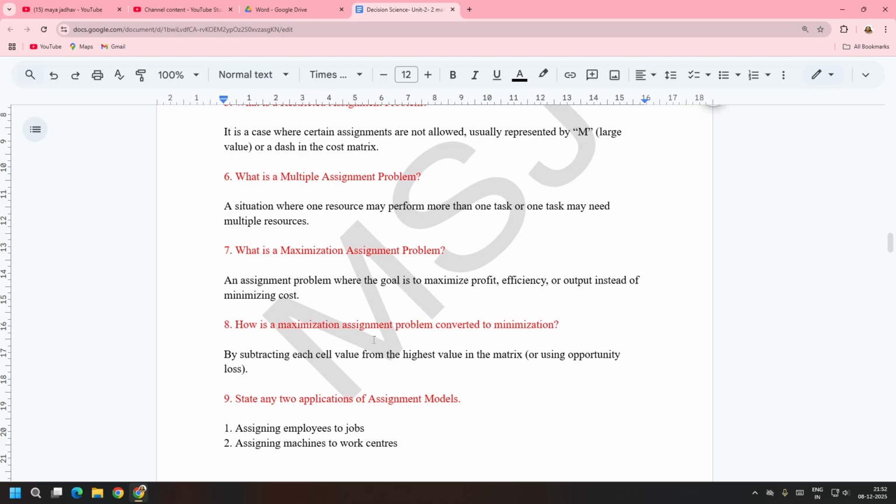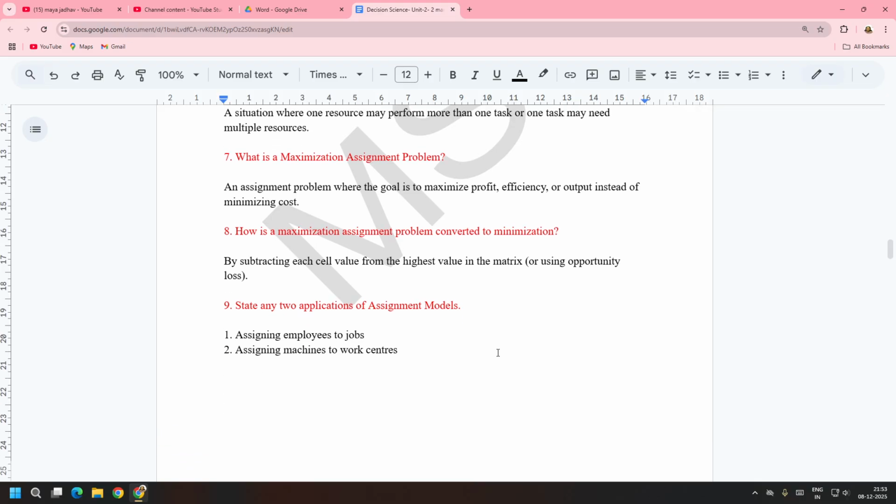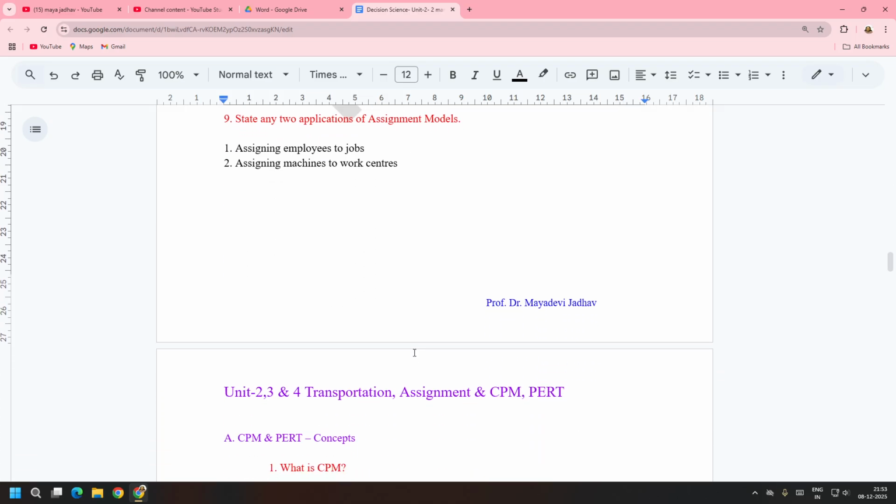How is a maximization assignment problem converted to minimization? By subtracting each cell value from the highest value in the matrix or using opportunity loss. State any two applications of assignment model: assigning employees to jobs, assigning machines to work centers. This was all about assignment problems or assignment models.